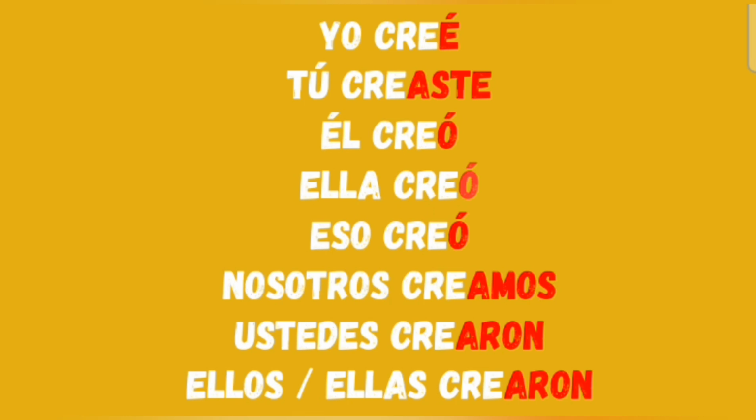Okay, yo. Now, if you want to say you created, you have to say tú creaste. Tú creaste. To say he created, you have to say él creó. Él creó. To say she created, you have to say ella creó. Ella creó. To say it created, you have to say eso creó. Eso creó. To say we created, you have to say nosotros creamos. Nosotros creamos.